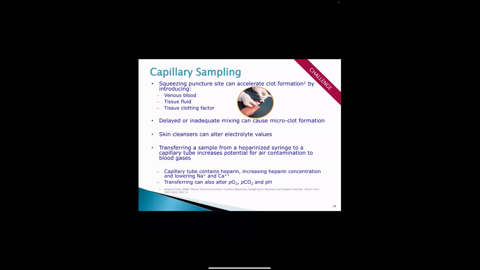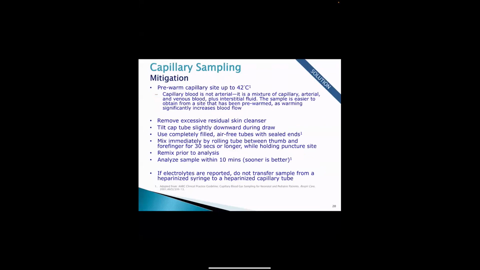Also, the practice of transferring the sample from a heparinized capillary tube can alter the sodium and ionized calcium by increasing the heparin concentration. This type of transfer can also alter the blood gas values from exposure to air. So what is the solution for the capillary sample? Some studies have shown that pre-warming the capillary draw site increases blood flow, which facilitates filling of the capillary tube. And also make sure to remove any residual skin cleanser from the site of sampling.